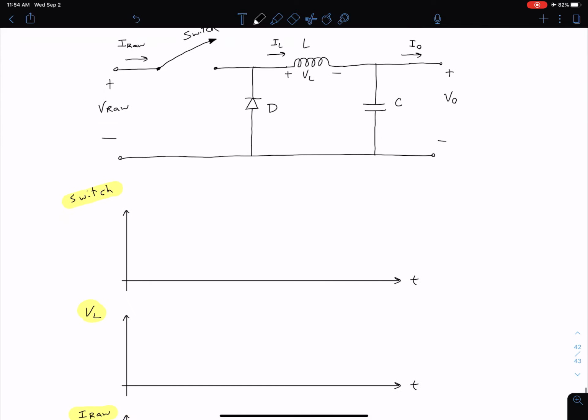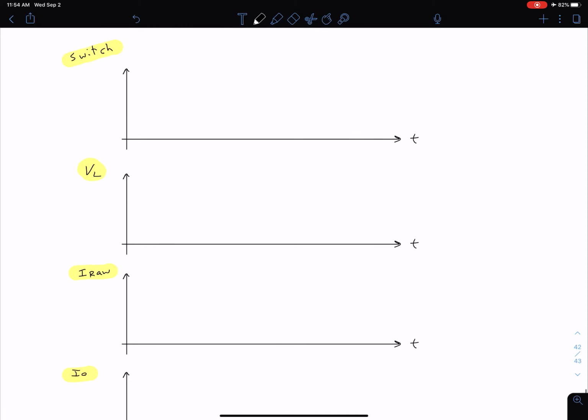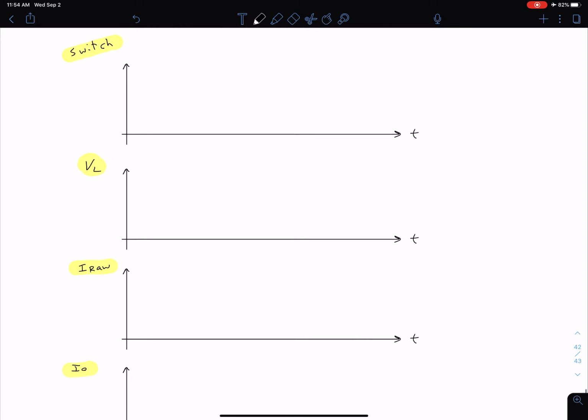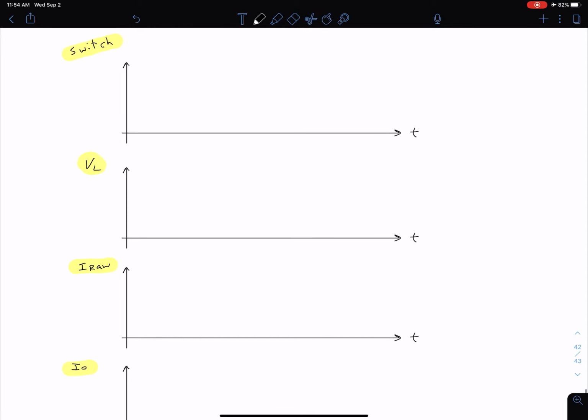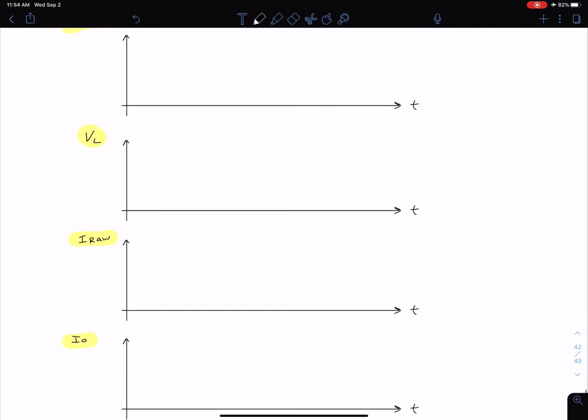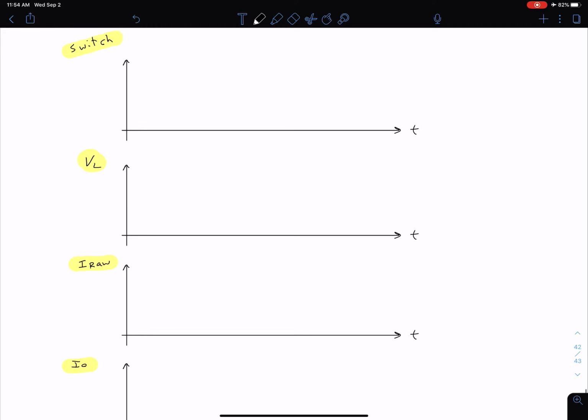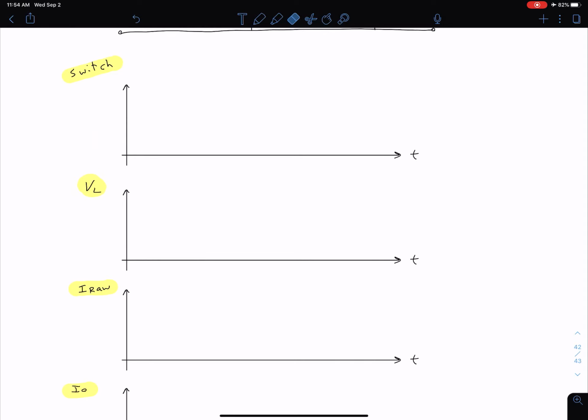So I've got several plots here that we're going to fill in. We have our switch state, our voltage across our inductor, our I raw, and then finally our I naught. And I'm actually going to need to adjust our voltage here because we're going to have some negative values. So let's just bring this up to here.